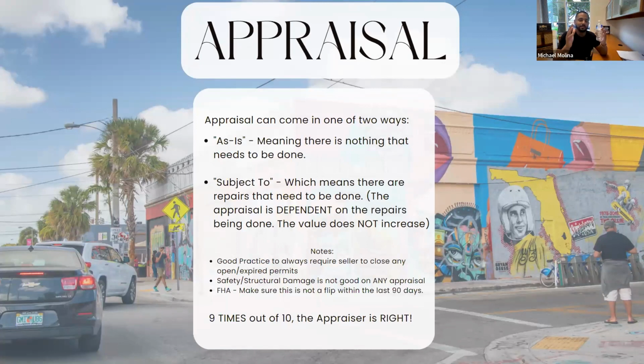So it does not increase the value. It just means that the appraiser went there and said, hey, I see some mold, right? We need to get a mold inspection done because it's an FHA loan. Or, even if it's conventional, hey, the sliding door doesn't work, that needs to be fixed. I've seen that on appraisals as well.